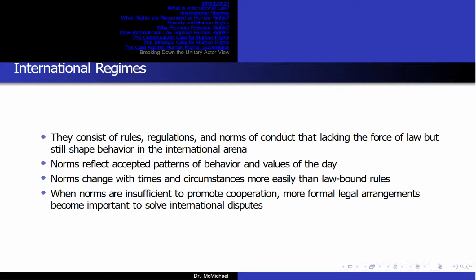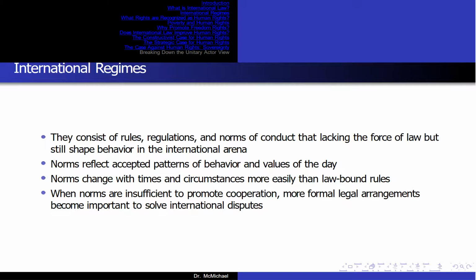International regimes consist of rules, regulations, and norms of conduct that lack the force of law but still shape behavior in the international arena. They can be thought of as complements to international law. Norms reflect accepted patterns of behavior and values of the day. Without carrying the force of law, they encourage broadly accepted behaviors through the ideas they spread and the reputational consequences of violating accepted norms of conduct.